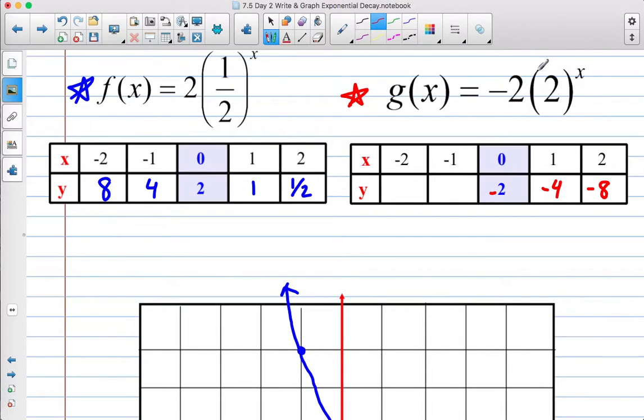You should notice by now this is an example of exponential growth because my growth factor is bigger than 1. Going backwards is the opposite of multiply by 2. It'd be divide by 2. So this would be -1. This would be -1/2.